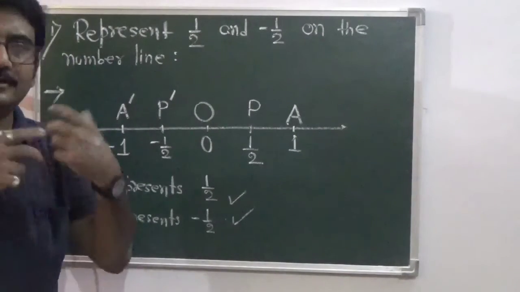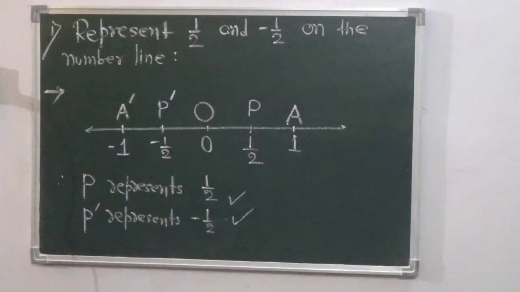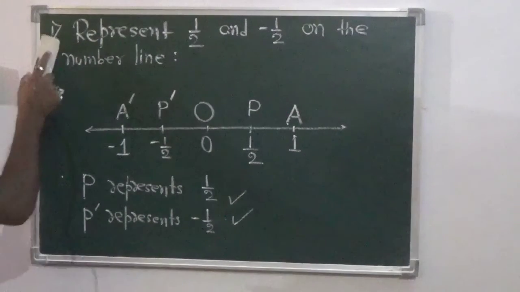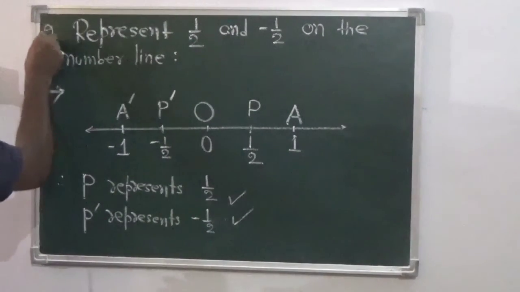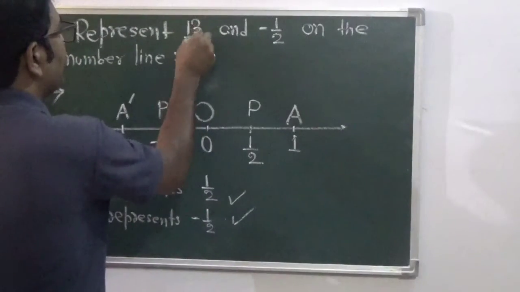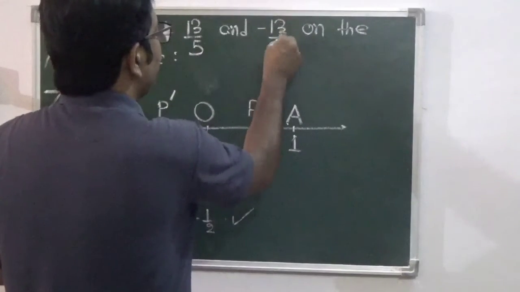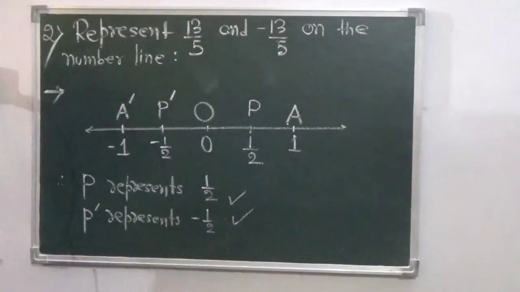Now before we can do question number 2, please have a look. So now let us move on to question number 2. Represent 13 by 5 and minus 13 by 5 on the number line.